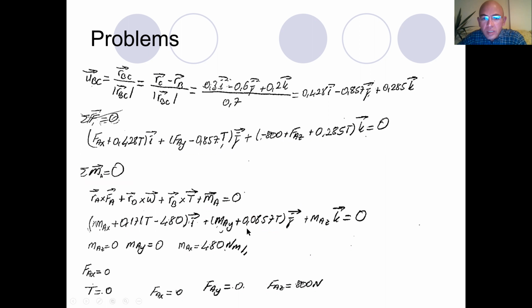I will clear everything. So the Y component of the moment is MAY plus 0.0857 T vector. So this is correct. Plus MAZ K vector, and this has to be equal to 0. This means that the coefficients, in other words the expressions inside the parentheses, have to be equal to 0. This automatically tells us that MAZ is equal to 0.